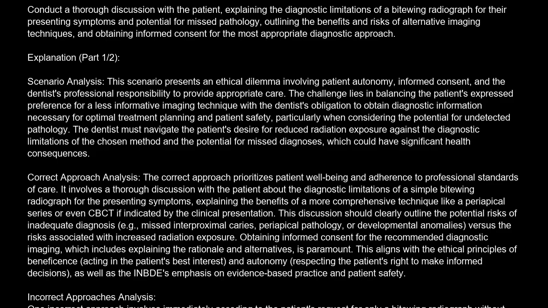Obtaining informed consent for the recommended diagnostic imaging, which includes explaining the rationale and alternatives, is paramount. This aligns with the ethical principles of beneficence, acting in the patient's best interest, and autonomy, respecting the patient's right to make informed decisions, as well as the INBDE emphasis on evidence-based practice and patient safety.